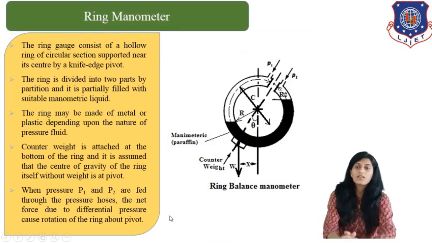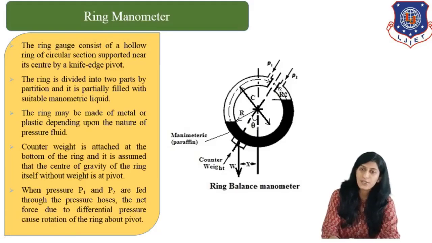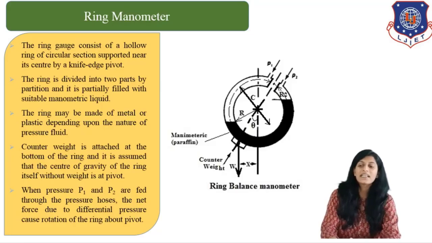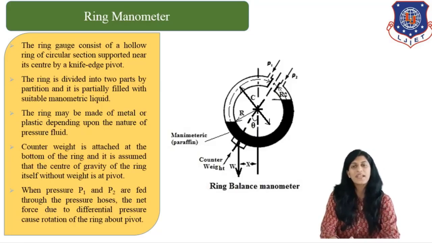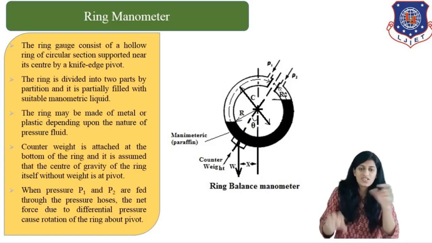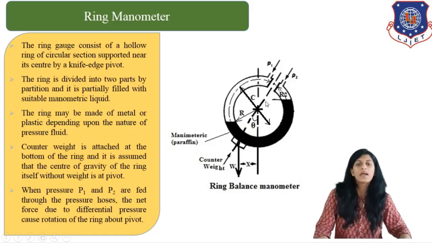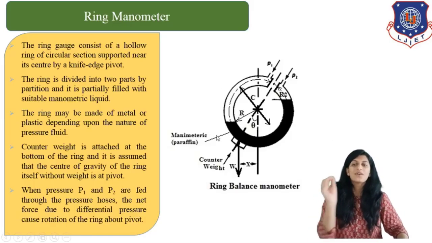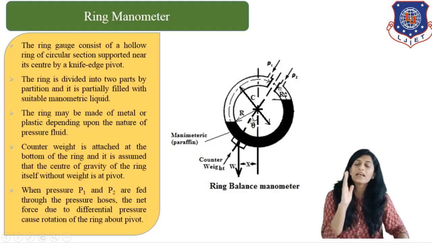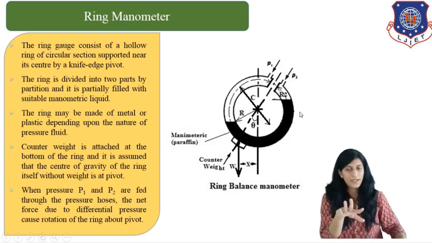Now, the next type of manometer which is used is the ring type manometer. As you can see clearly in the picture here, the ring type manometer is basically in the form of a sphere or circle, right? So this is circular in shape. In this also the principle is the same. We are just calculating the differential pressure using two limbs of the manometer.